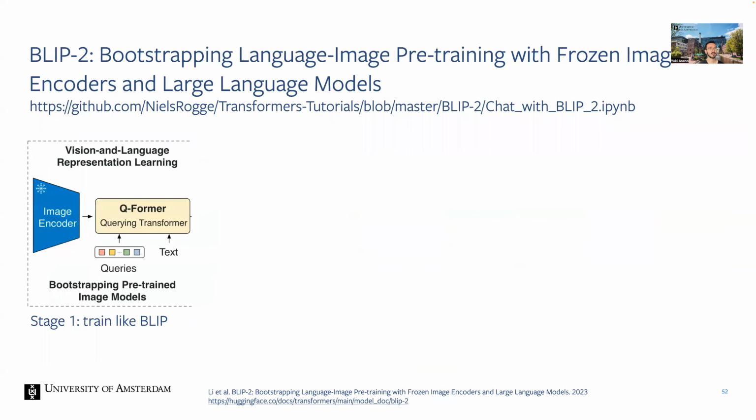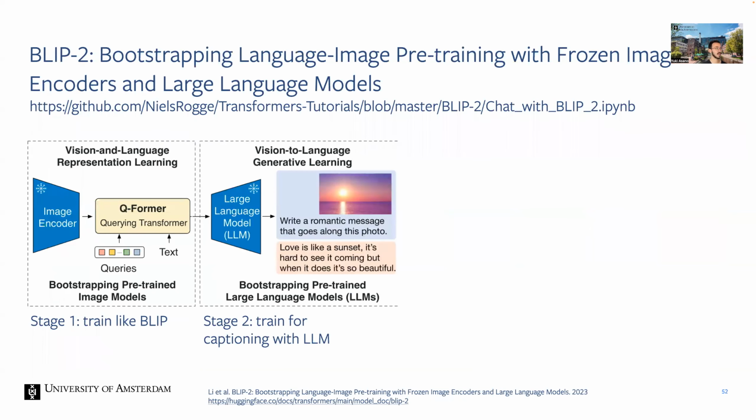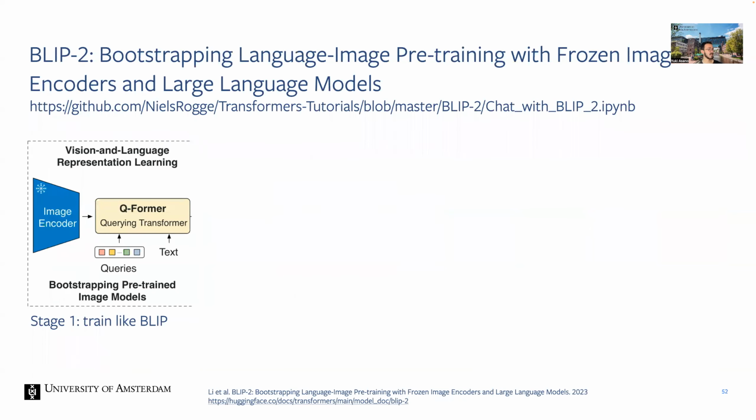All right, so BLIP-2. This is an upgrade on the BLIP architecture, going more into this chat-like direction as well. The first stage of BLIP-2 is that they train like BLIP with a frozen image encoder here.